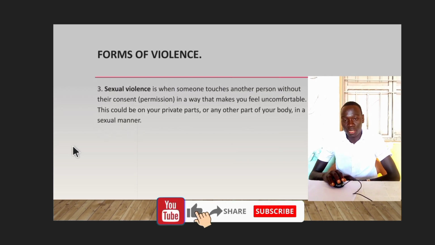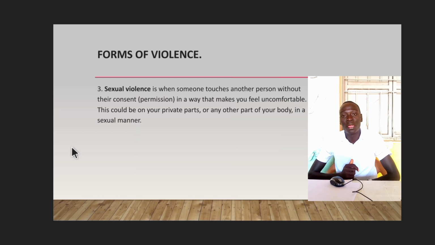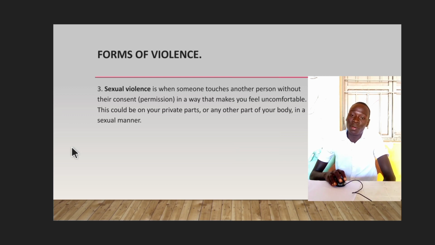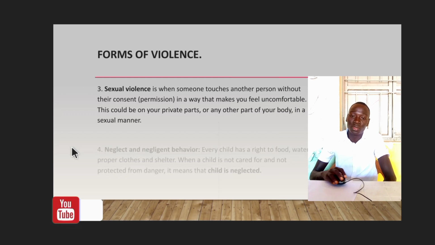The next form we have is sexual violence. Sexual violence is when someone touches another person without their consent or permission in a way that makes you feel uncomfortable. This could be on your private parts or any other part of your body in a sexual manner.